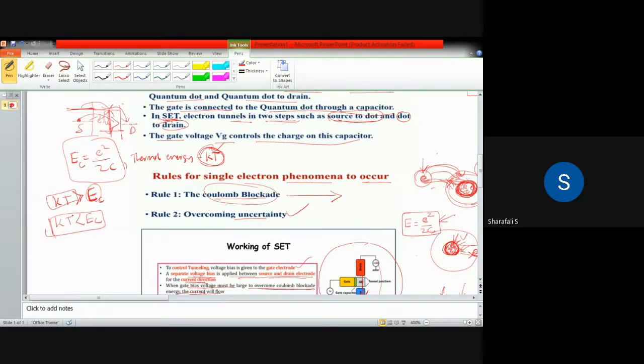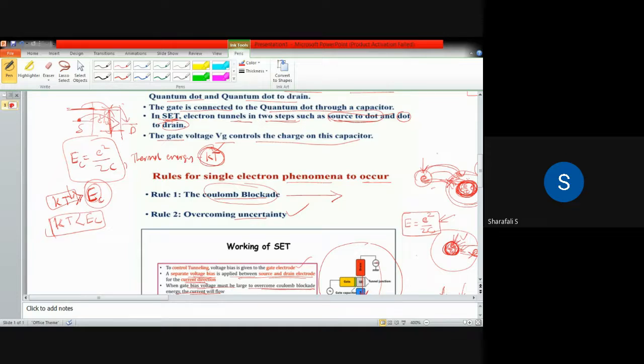So at room temperature, even if you are considering some temperature, when you are considering this kind of single electron transistor, the temperature has to be small, and it depends on that EC value. It depends on the quantum dot and the material that you are using, and how much the tunneling gap is. All those things will depend on this energy.